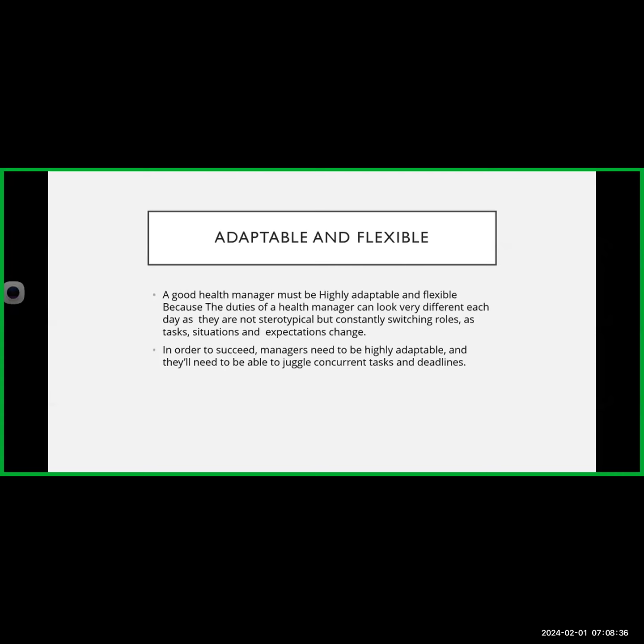A good health manager must be highly adaptable and flexible, because the duties of a health manager can look very different each day. They are not stereotypical, as their tasks, situations, and expectations may change depending on the circumstance. In order to succeed, they need to be highly adaptable, and they will need to be able to juggle between tasks and deadlines.